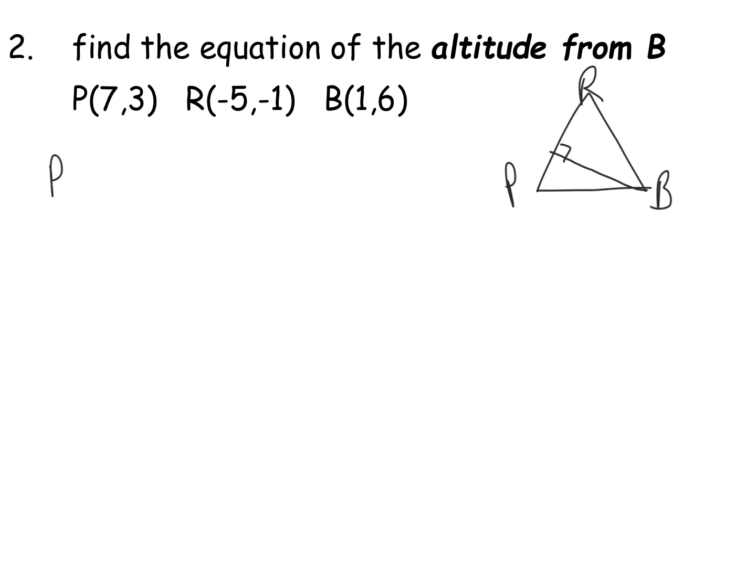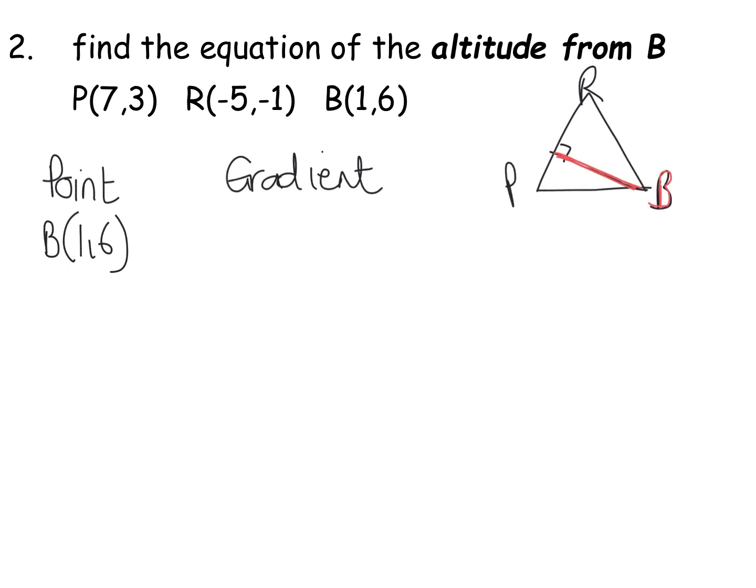So let's go with our point. I like to set it up as point, gradient, equation. So the point I'm going to use is the point B, because that is already on the line I'm finding. Just a little reminder that this is the line we are after, the one I'm going over there in red. So point B is already on that line, so we'll use that one. So (1, 6). Our gradient, we need to find the gradient of PR.